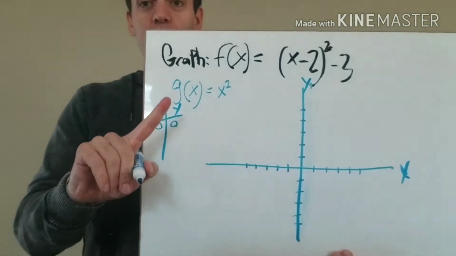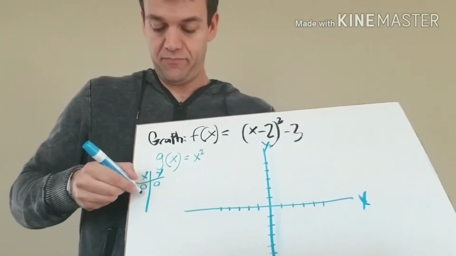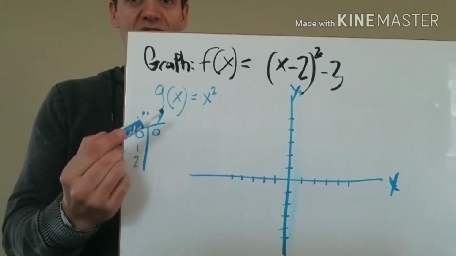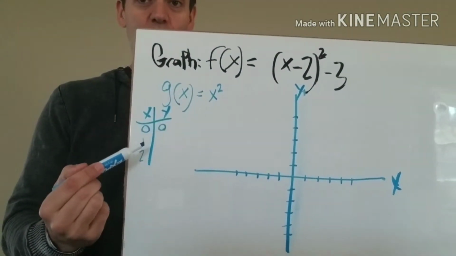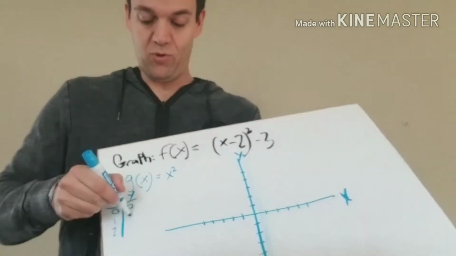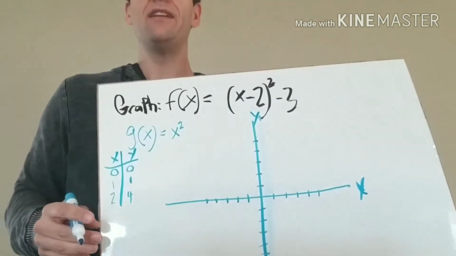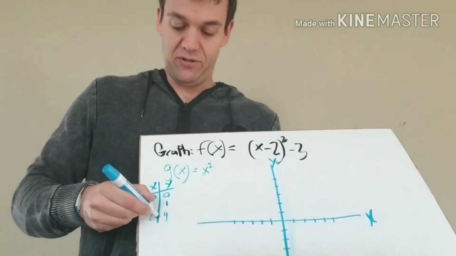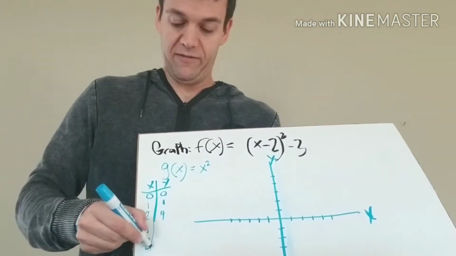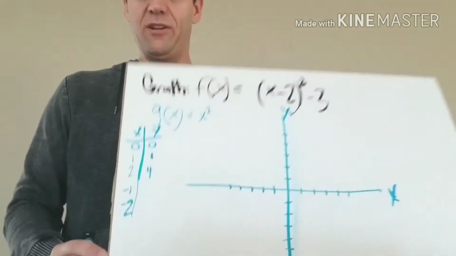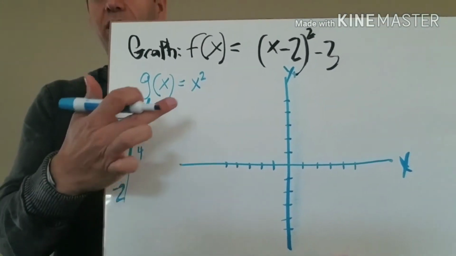Then, if I put in 1 here, or if I put in 2, what would my y values be? Because remember, g of x is just another name for a y value. So what's 1 squared? It's 1. What's 2 squared? It's 4. Now, negatives are good to include also. So I'm going to do -1 and -2 as well. There we go, that's better. So what's -1 if I square it?